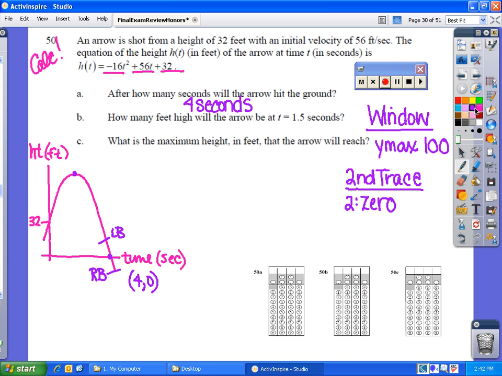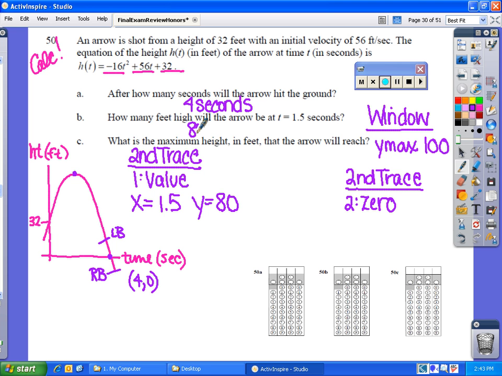A third way to find this value is to use second trace. Again, just as we did in the previous part, except this time we'll use number 1 value. When you hit number 1, the calculator asks you x equals, and you can just put in the number 1.5 and hit enter. When you do this, it returns the value 80. So our answer to how high will the arrow be at t equals 1.5 seconds is that it will be 80 feet high.